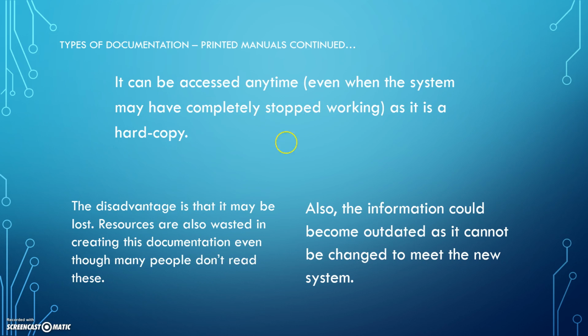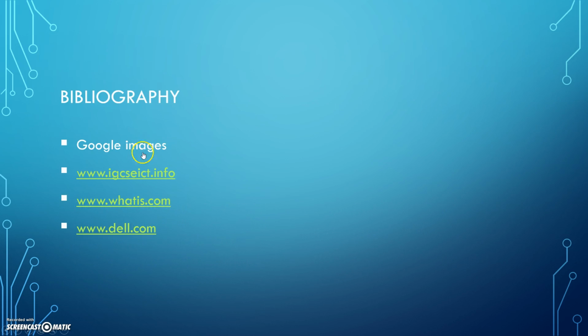But the disadvantage is that it may be lost, or it may be outdated or obsolete, because if there are new software updates, the user documentation manual needs to be updated. So of course you can't update paper, so you need to download the new one from the internet, which is a type of online support, and hopefully you print that and make that your user manual.